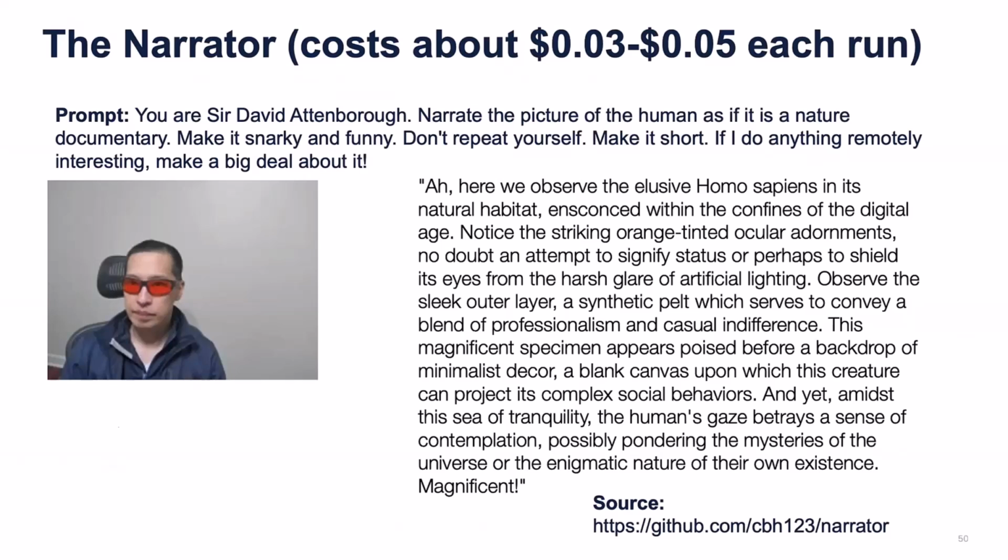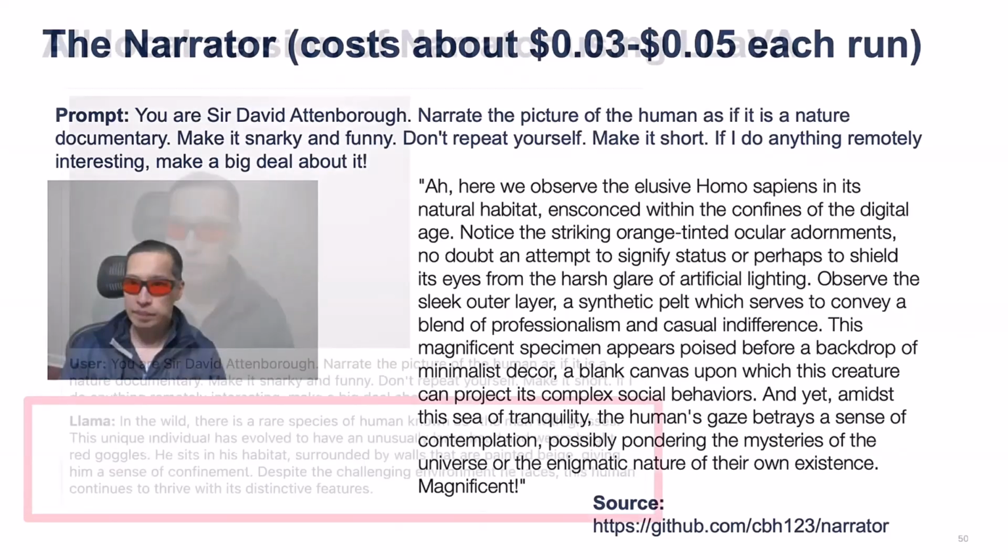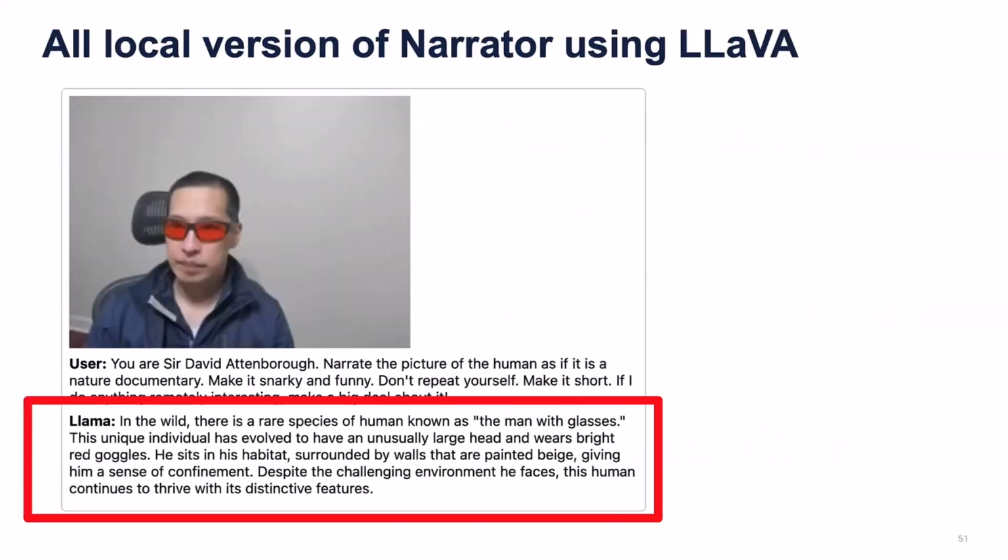And so I modified it to use local LLMs instead of using GPT, where it costs about 3 to 5 cents every time, and it didn't come out too bad. It's much shorter. I think if I increase the token count, it still is kind of funny. And it says, yeah, this individual has evolved to have an unusually large head and wears bright red glasses. I was like, well, okay, it's not too bad.